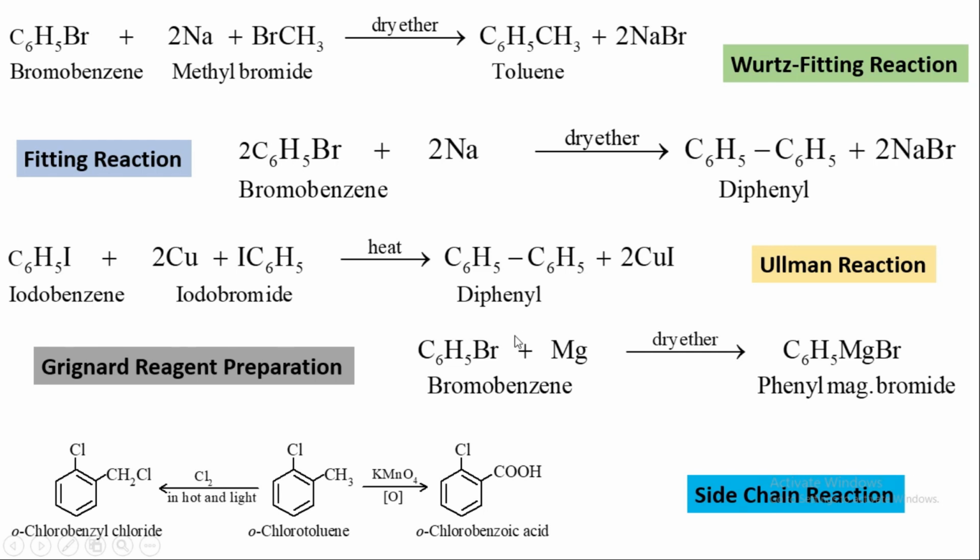Aromatic halide can also form Grignard reagent. So we take bromobenzene and magnesium in dry ether, and we will get phenyl magnesium bromide. There are a few side chain reactions also.